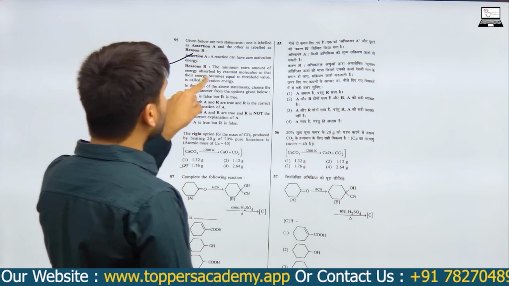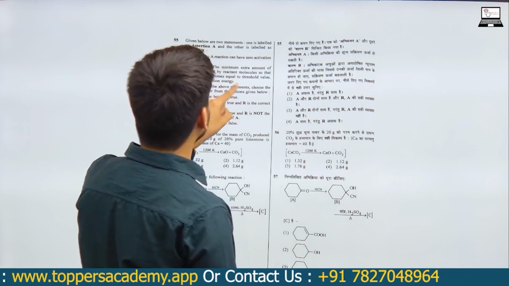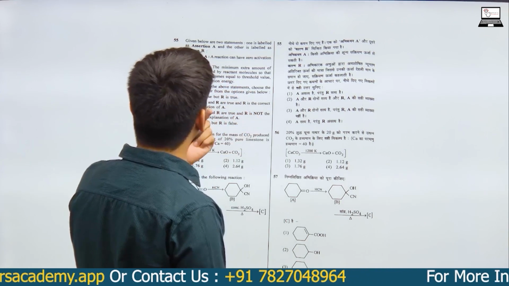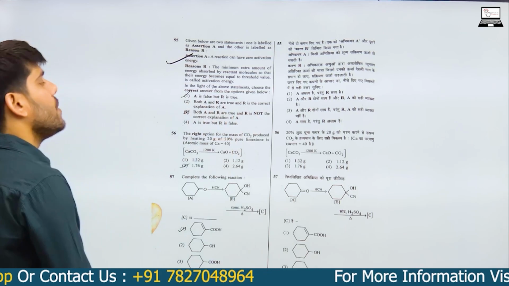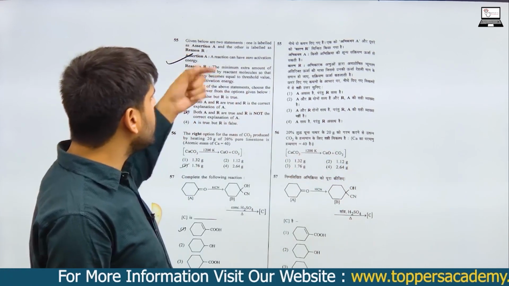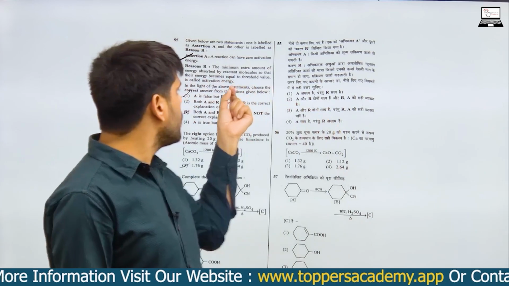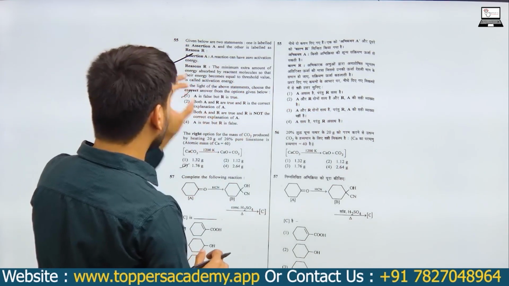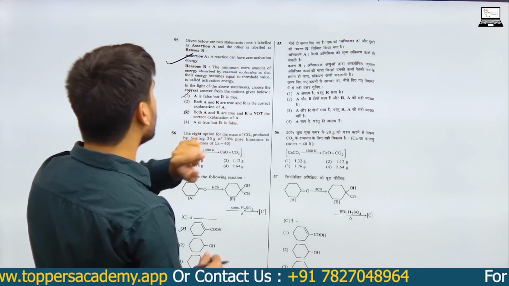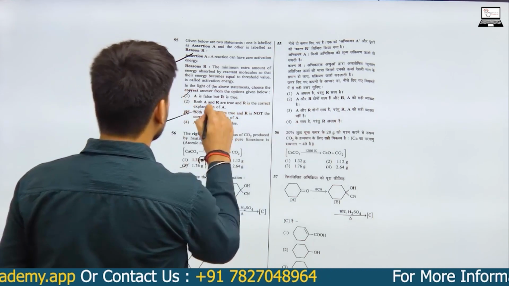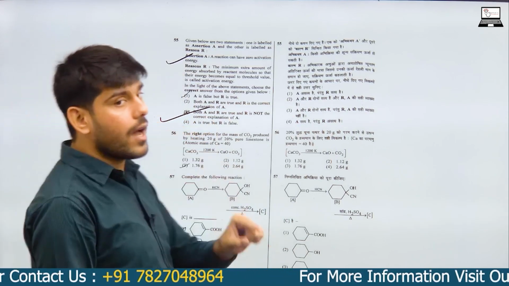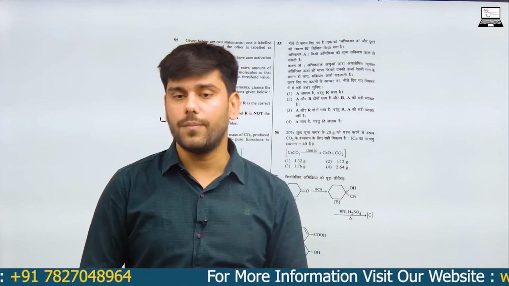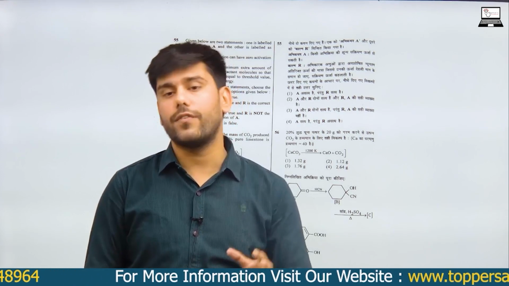And the reason is the minimum extra amount of energy absorbed by reactant molecules so that their energy becomes equal to the threshold value is called activation energy. Yes, it is activation energy, the definition of activation energy. But this is not the reason for this assertion. So both A and R are true, but R is not the correct explanation of A. So C is the right answer. Both are correct. A reaction can have zero activation energy. Please note, it can even have negative activation energy.